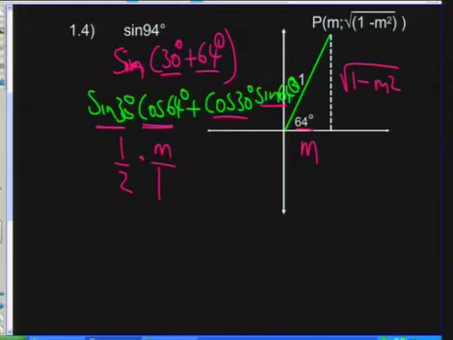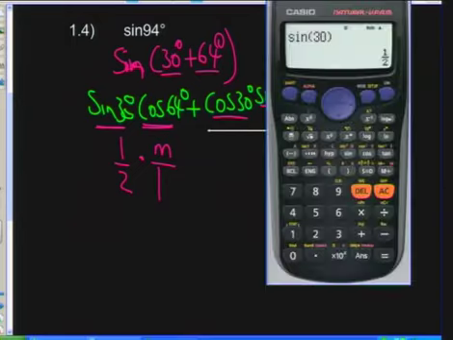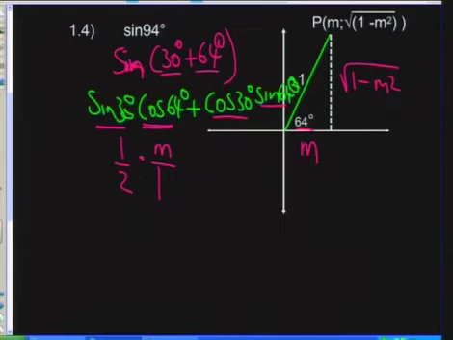What about cos 30? I can also use my special angles, or I can use a calculator, which gives cos 30 degrees as root 3 over 2. This is root 3 over 2. And sine 64, sine is opposite over hypotenuse. This is my opposite.